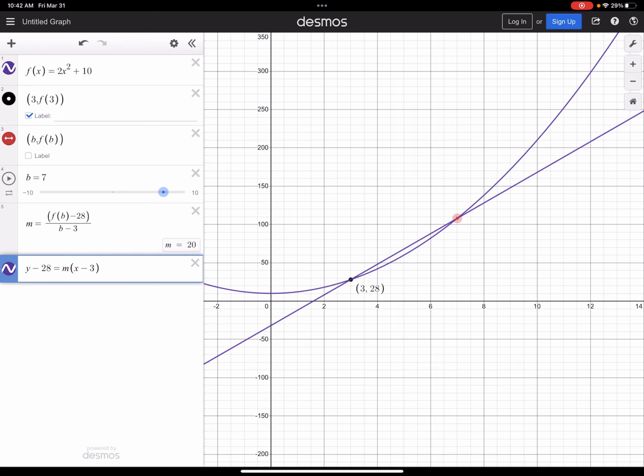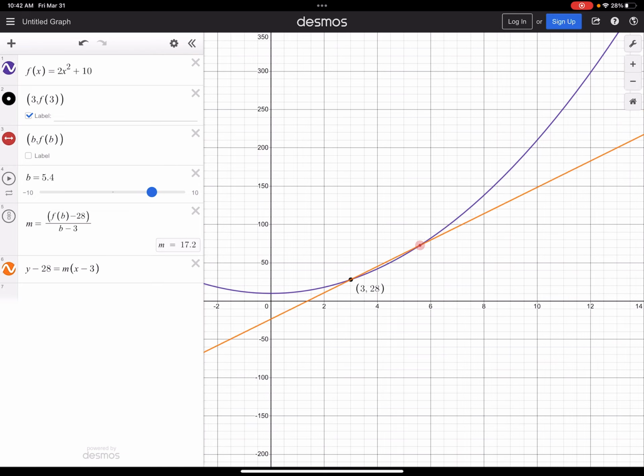And let's change the color of this secant line to orange. So now we have a secant line that's drawn, and as I move b to different values, you can see the secant line adjusts automatically, and the slope of that orange line is always calculated automatically for us.